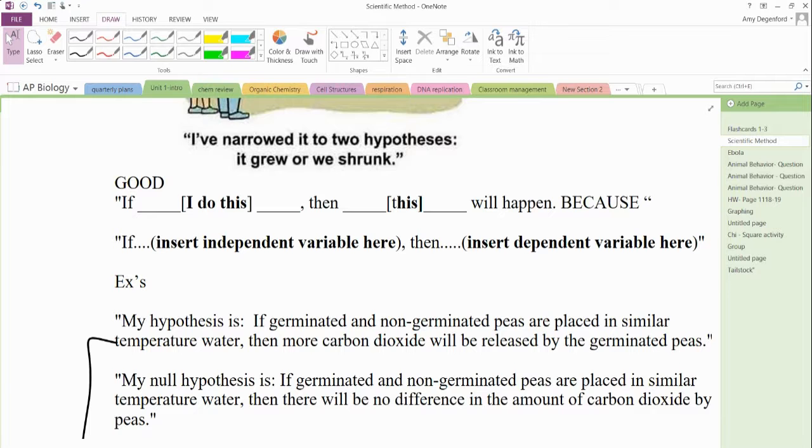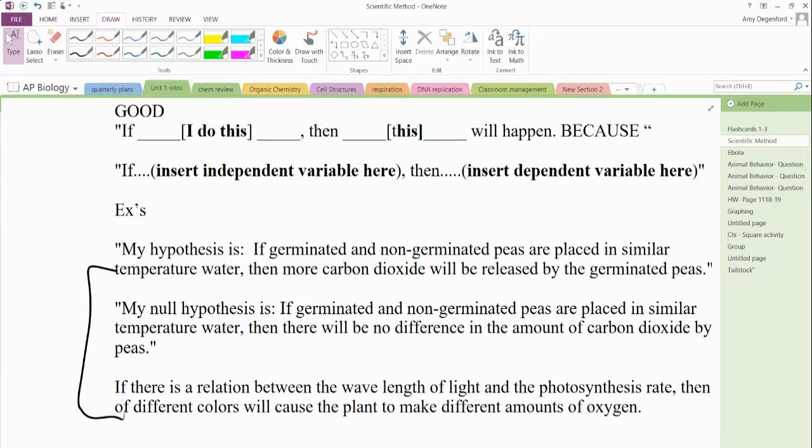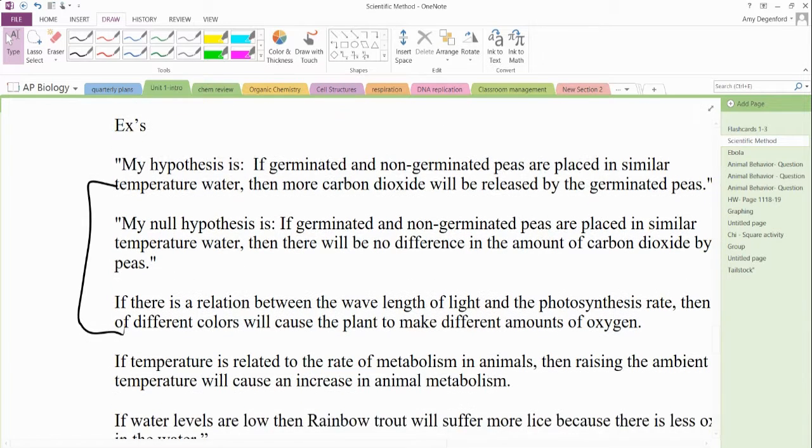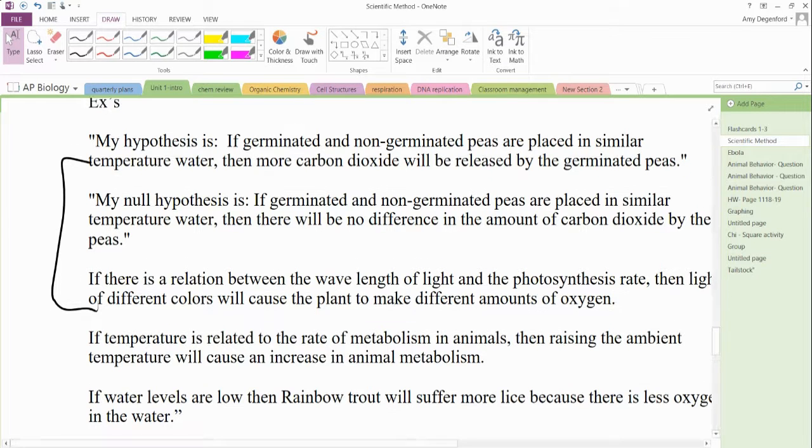So here's an example. If germinated and non-germinated peas are placed in similar temperature water, then more carbon dioxide will be released by the germinated peas. And then a null hypothesis. The null hypothesis is that there would be no difference. Here's another one. If there is a relationship between the wavelength of light and photosynthesis rate, then different colors will cause the plant to make different amounts of oxygen, because of course photosynthesis is producing the oxygen.